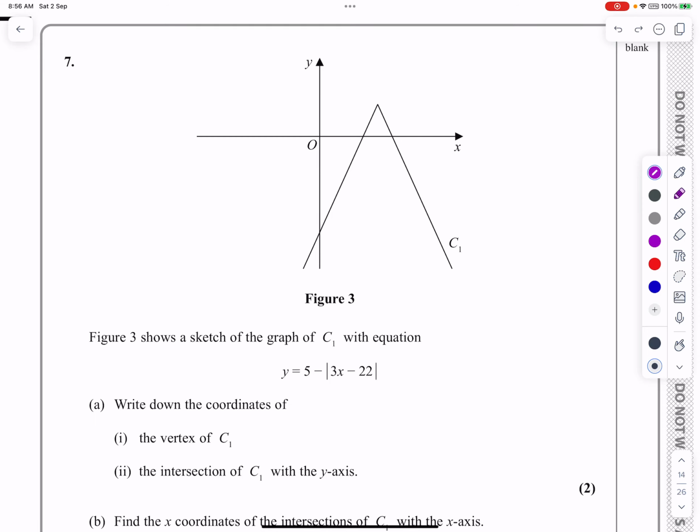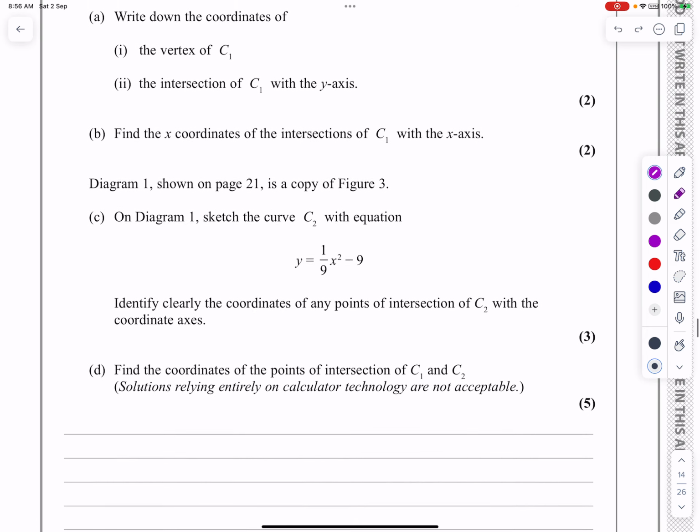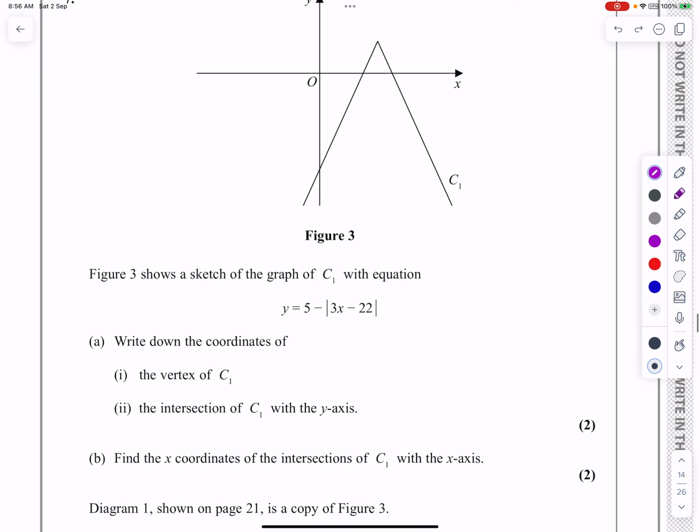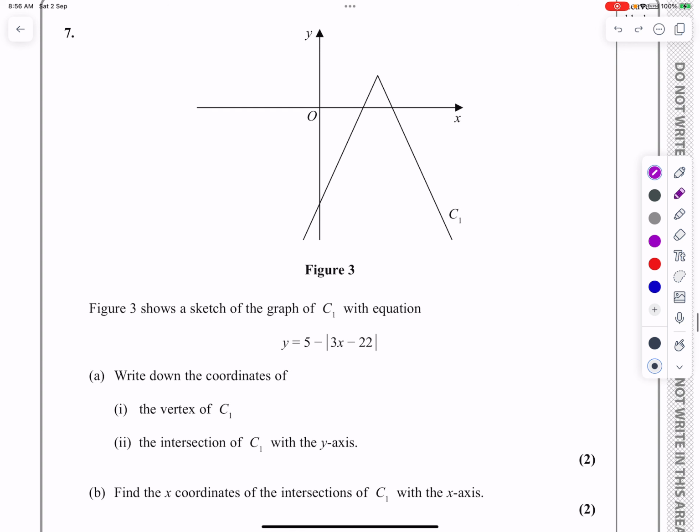Okay, this is the P3 paper from October 2022. It's question number 7. That's the entire question. And we can see this is a functions and graphs question, in particular looking at modulus functions. We're going to be doing some transformations and solving some modulus equations. But let's just have a look at it.